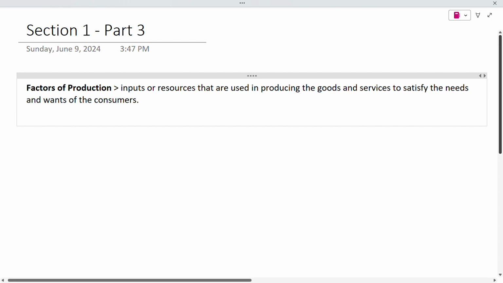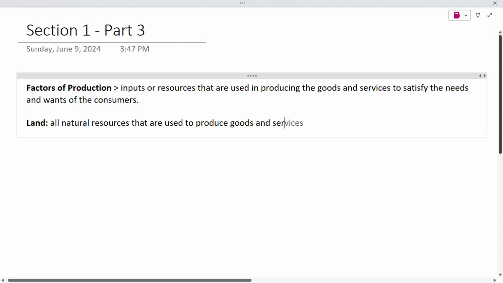In economics, we categorize factors of production into four major categories. First of all, we have land. Land is basically all natural resources that are used to produce goods and services. Now, one thing that I want you to remember is that land does not only include the physical land or real estate. So it's not just the physical area or the premises that we're talking about. Land includes all other resources as well.